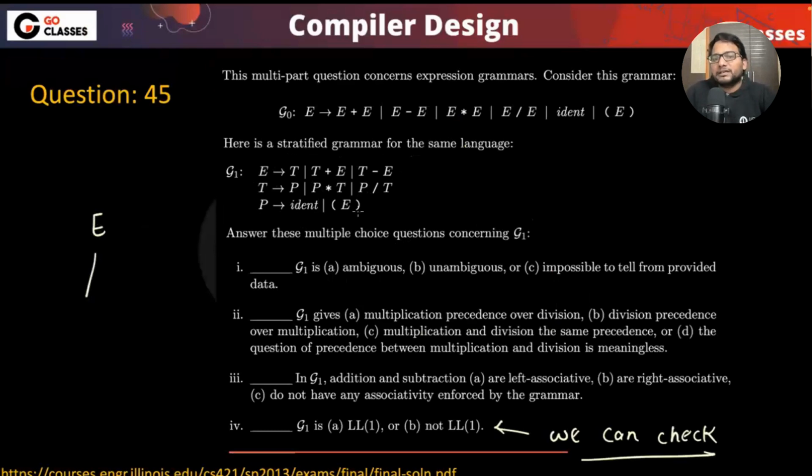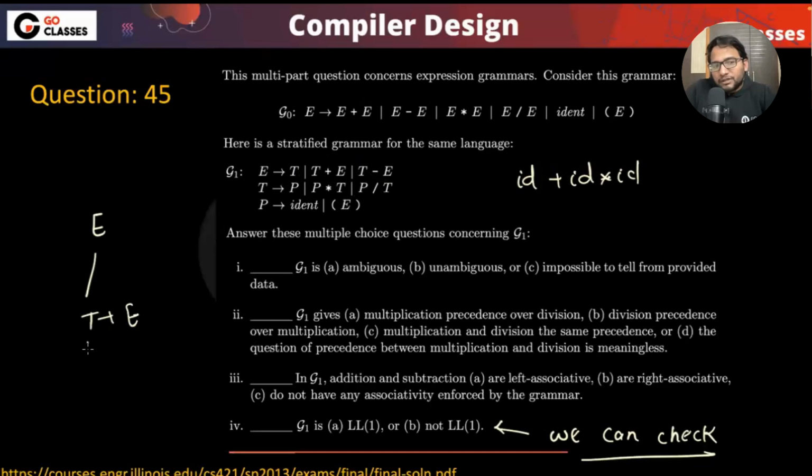Which means if this is E, and if you want to generate, let's suppose, ID plus ID into ID. Okay, suppose you want to generate something like this. Then you will ask whether you should go to this plus or minus. You will definitely go to plus first, right? You will not go to the minus, so you will go into the plus. So that's why this is T plus E.